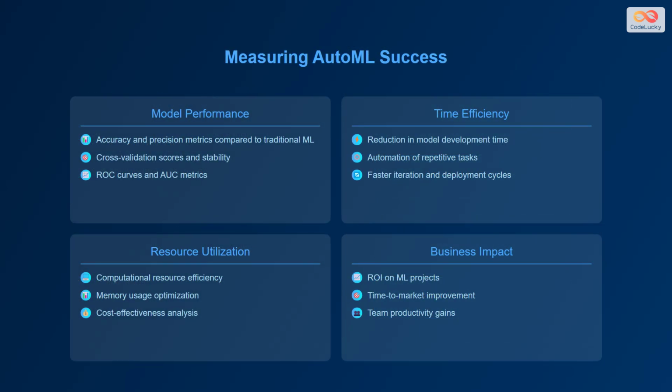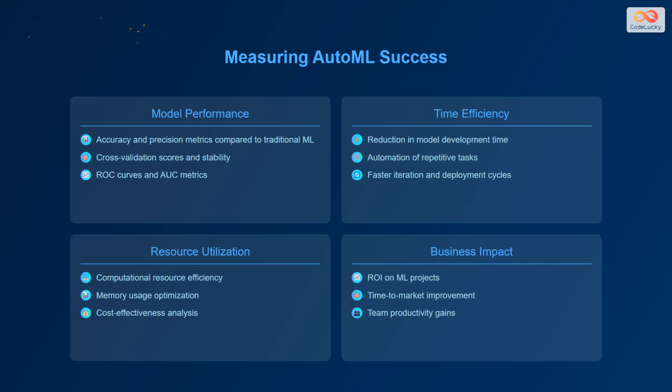How do we measure the success of AutoML? Let's consider a few key metrics. First, evaluate model performance by comparing accuracy and precision metrics to traditional machine learning. Look at cross-validation scores and stability, as well as receiver operating characteristic or ROC curves and area under the curve or AUC metrics. Next, assess time efficiency by measuring the reduction in model development time.